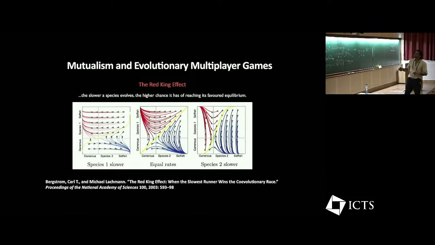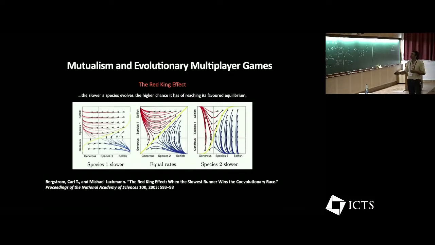But what happens if you actually let them evolve at different rates? Because they are two different species, assuming similar rates of evolution would usually be quite a strong assumption, right? So if you let them have different rates of evolution, you see something interesting. In this case, species 1 is evolving slower, right? Species 1 was given over here. And then it evolves to the top left corner where it can be selfish and it forces the other one to be generous.